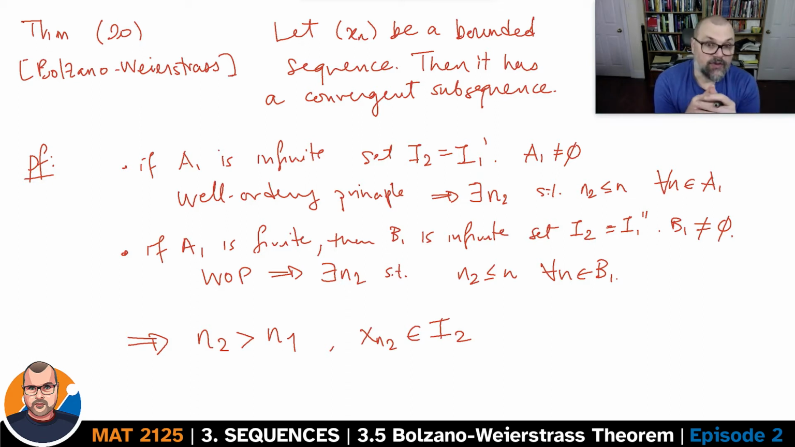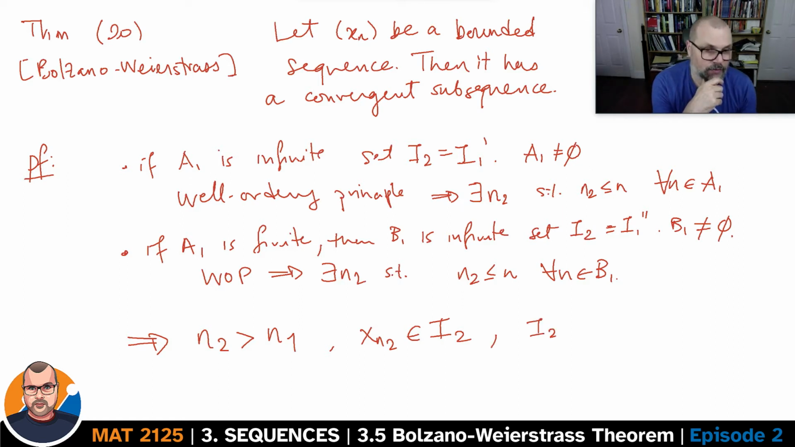By construction, we've picked the smallest integer n2 in A1 or in B1. And if you were in the first case, you were looking at I1 prime, but the corresponding xn2 is going to fall in I1 prime. And if you were in the second case, you're looking at I1 prime prime, but the corresponding xn2 would fall in I1 prime prime. In both instances, xn2 would fall into the interval that we've chosen to call I2, depending on which one of those was occurring. So xn2 is in I2, but we can say a little bit more here.